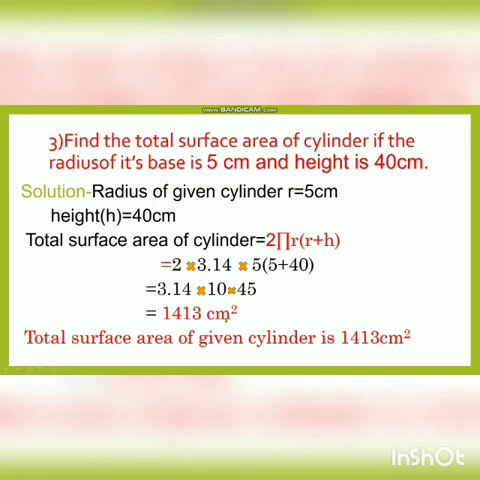1413 centimeter square. Write in a sentence: total surface area of given cylinder is 1413 centimeter square.